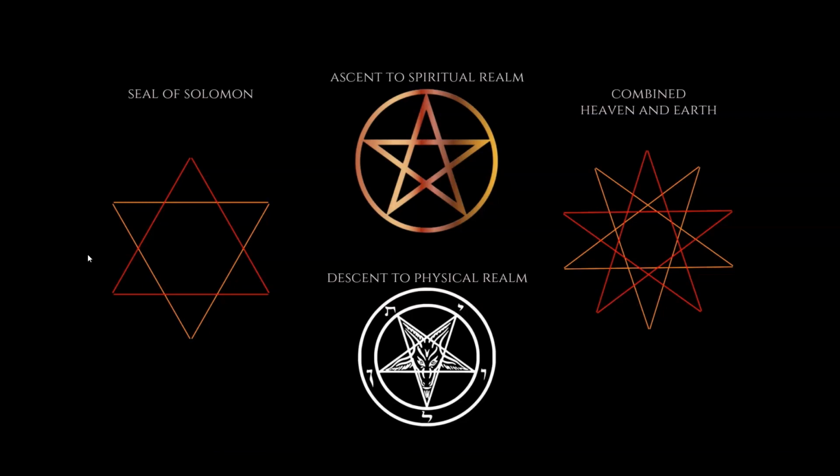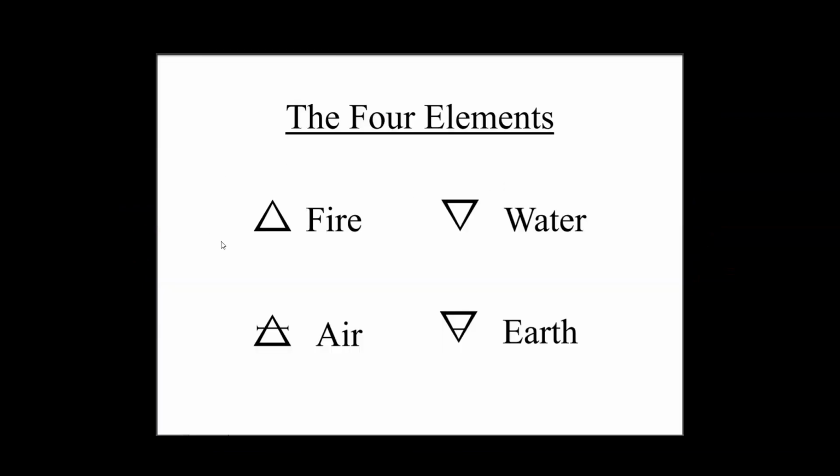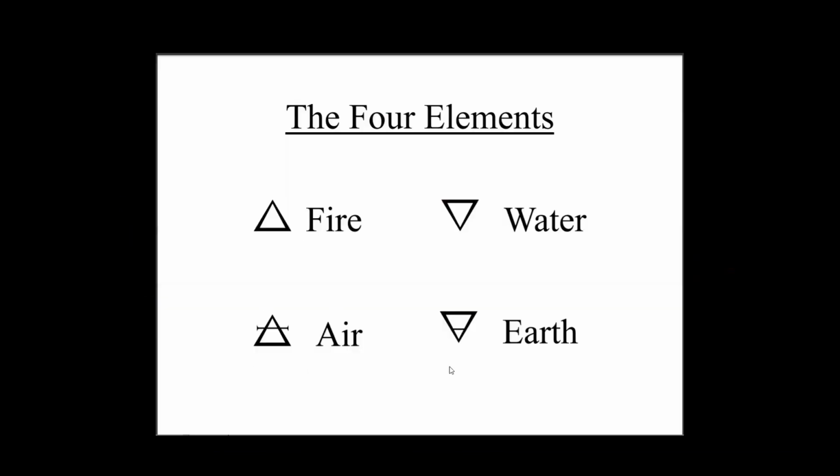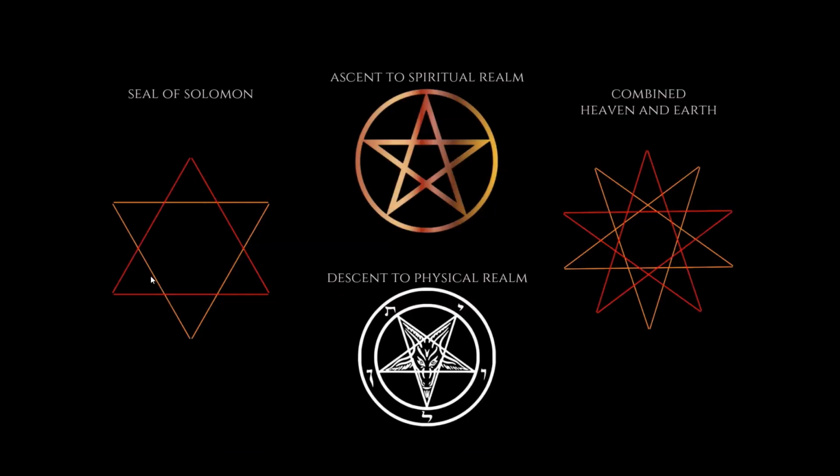But if we look over here at the Star of David, we have two combined triangles. Those triangles are fire and water, the alchemical elements fire and water combined. And when you combine these two elements, you automatically encode the air and earth symbols as well. So you have the four elements encoded into the Star of David.